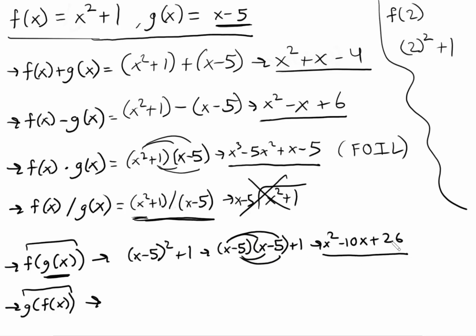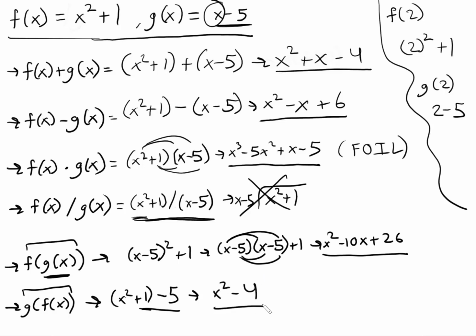Now g of f of x is going to be different. If you have g of 2, you're going to replace this x with 2, and you get 2 minus 5. So in this case, this becomes x squared plus 1 minus 5. And this can be simplified very easily by just combining the 1 and negative 5 to get x squared minus 4. So these are the most commonly used function properties. Now in the next video, we're going to cover inverse functions.